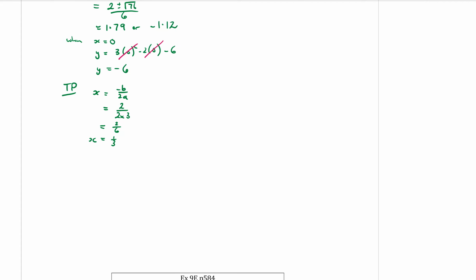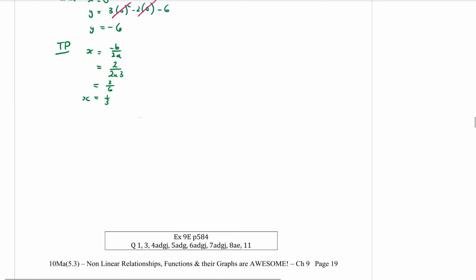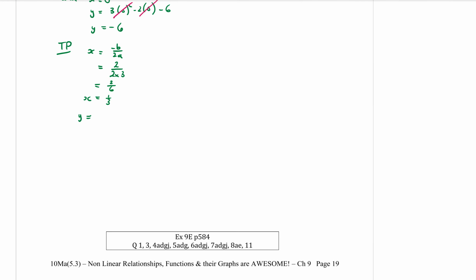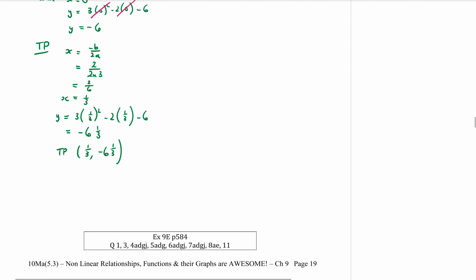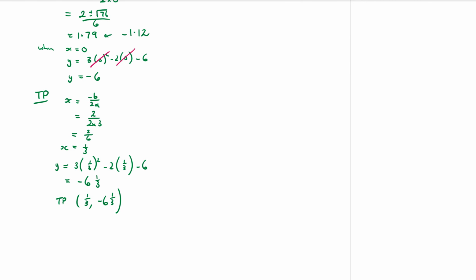But to get the turning point, we need to substitute that value into our equation. So that's y equals 3 times a third squared minus 2 times a third minus 6. Type that all in. I won't do it for you since that just takes a lot of extra time. We should get minus 6 and a third. So the turning point is x equals a third and y equals minus 6 and a third. After all that working, we now have all the information we need to sketch our parabola.